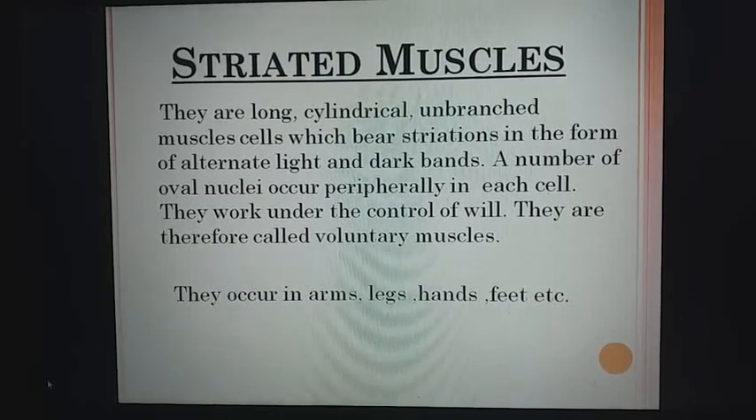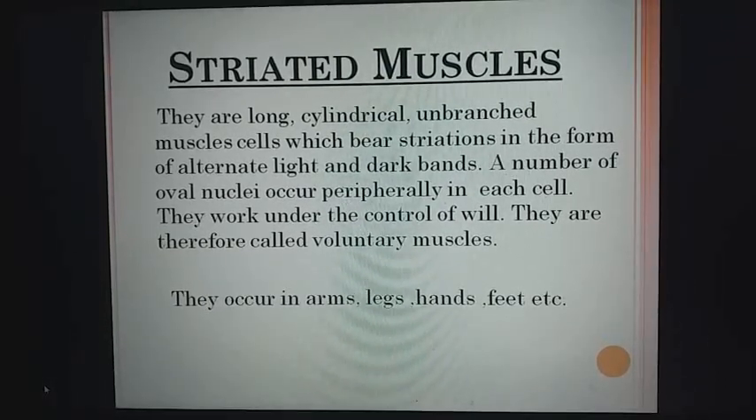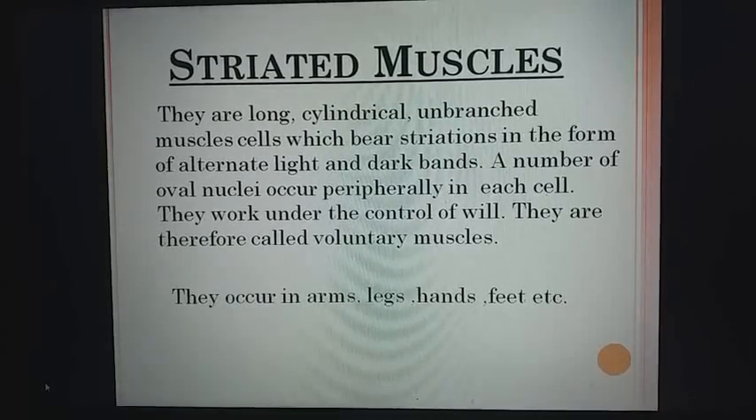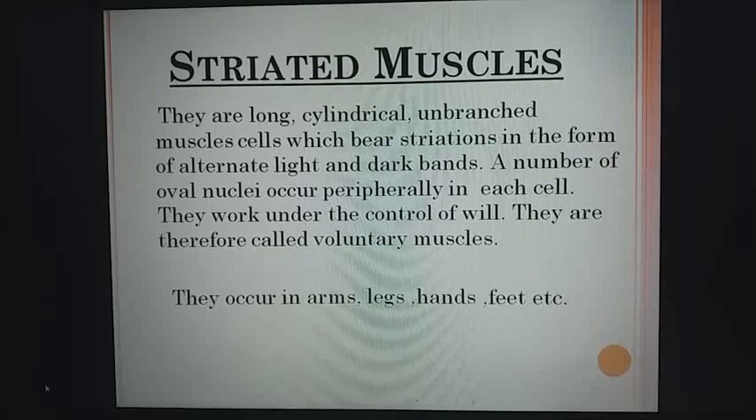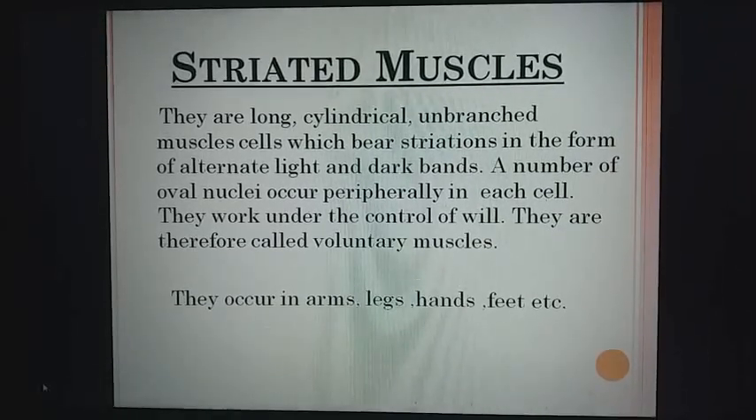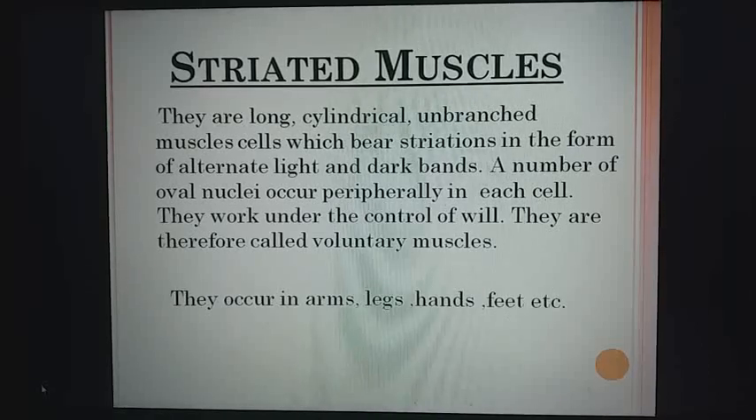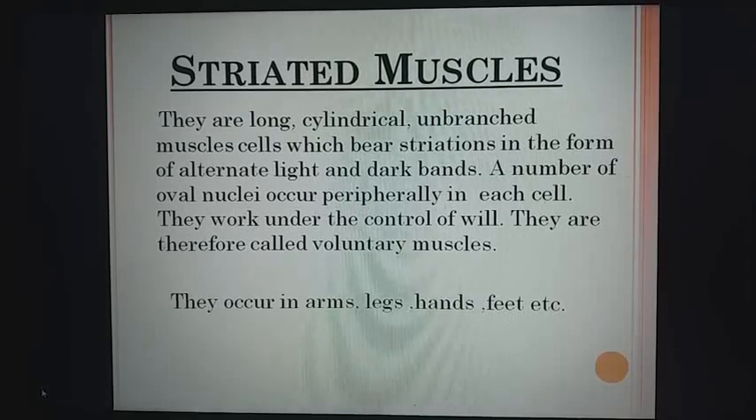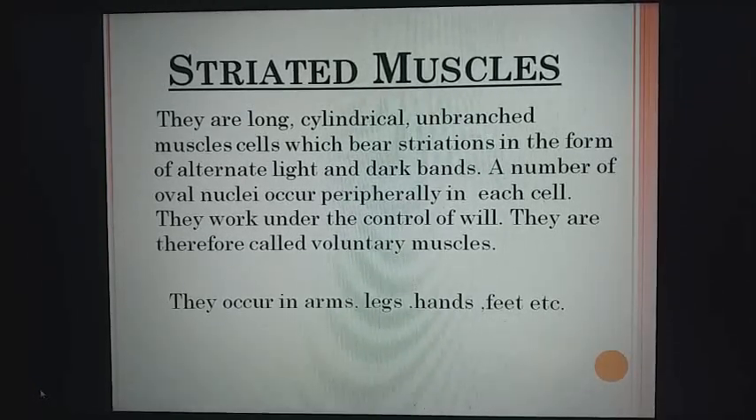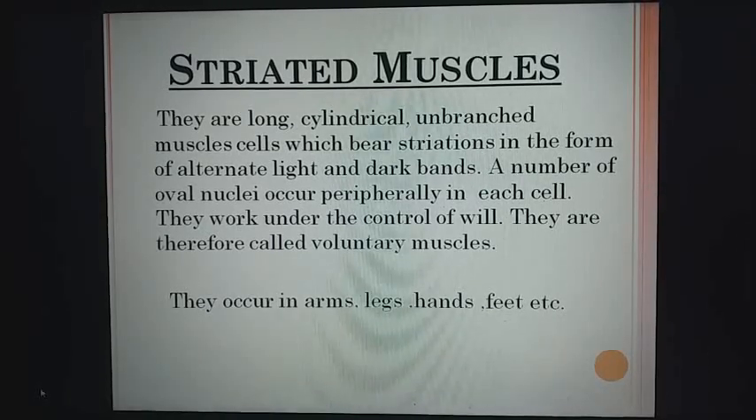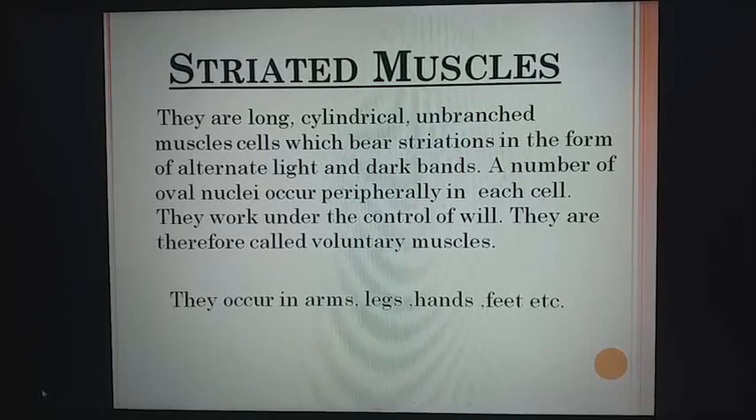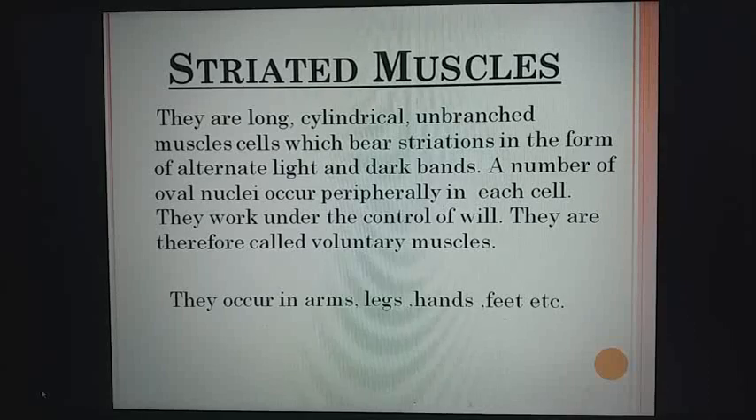A number of oval nuclei occur peripherally in each cell. It means that it is multinucleated. Multinucleated means more than one nucleus is present. They work under the control of our will. That's why they are also known as the voluntary muscle. And location, if you find, it is present in the arms, legs, hands, feet, etc. because it helps in the movement. One thing more, as it is directly attached to the skeletal, that's why it is also known as the skeletal muscle. So mind it, children, that striated muscles are also known as the skeletal muscle and voluntary muscle. So don't get confused if it is being asked by the other name also.